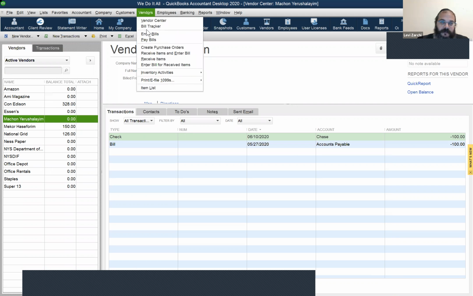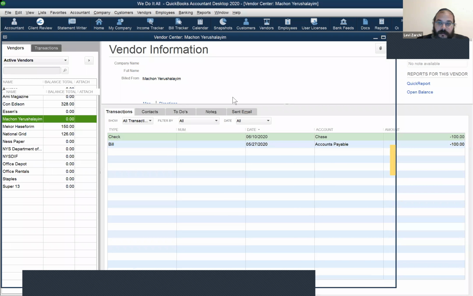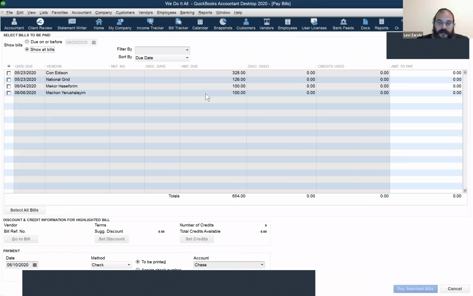Let's go to vendors, pay bills. Machan Yerushalayim is still sitting here, $100. Now, do you get to pay them another $100 and double pay them? That's not proper. The way QuickBooks tracks accounts payable is, there are general liabilities that you have to pay, that's all debits and credits. Accounts payable is where you enter the bill, and the way to get rid of that bill is you pay the bill.